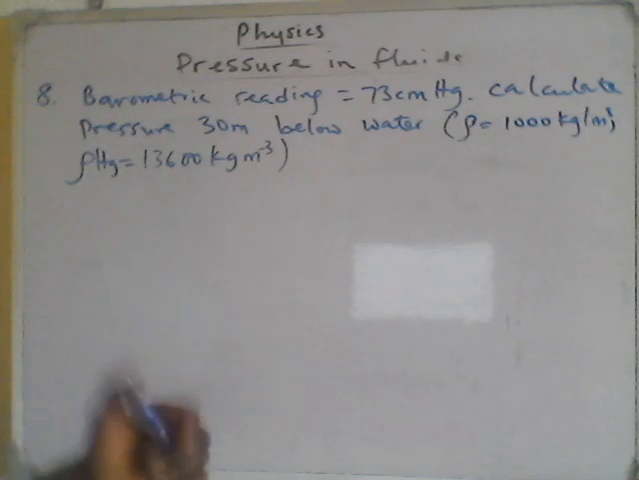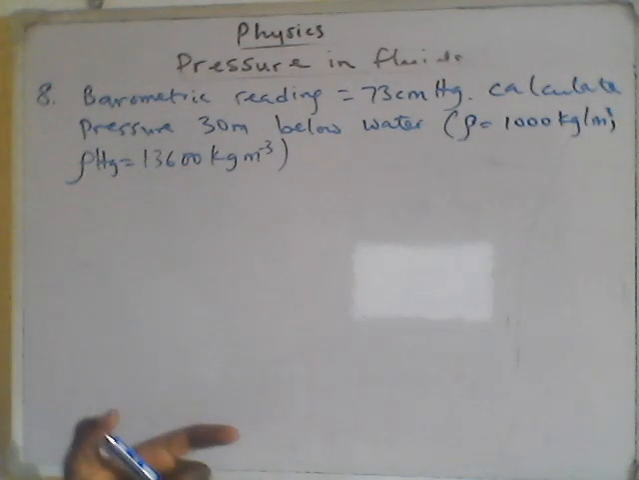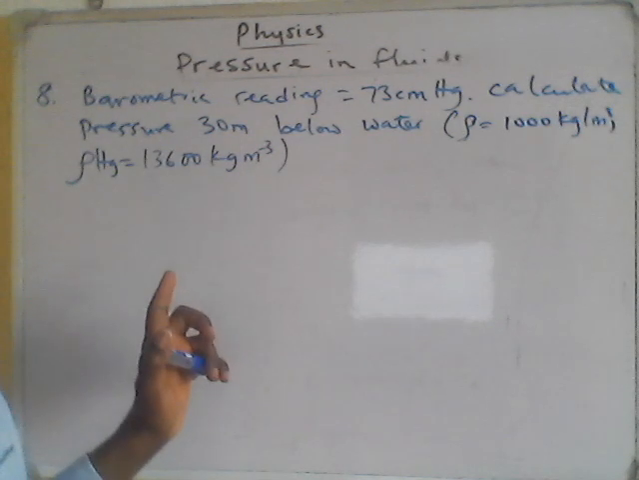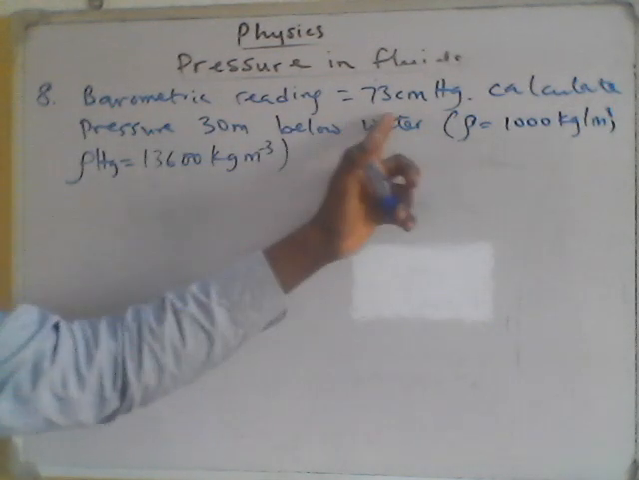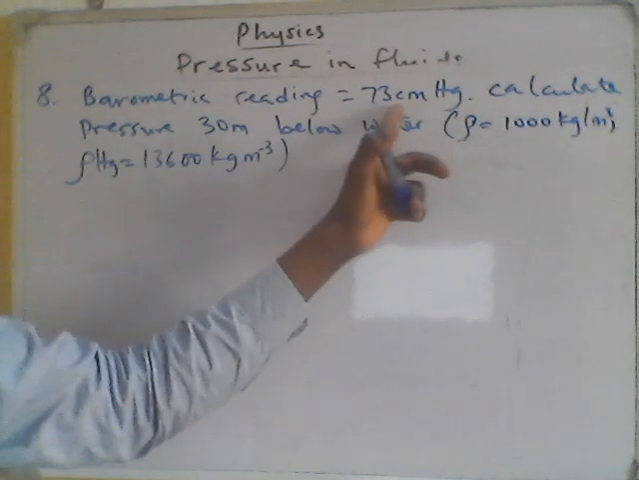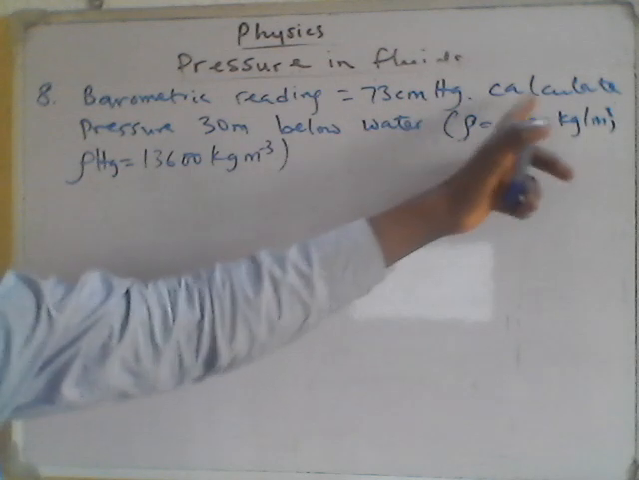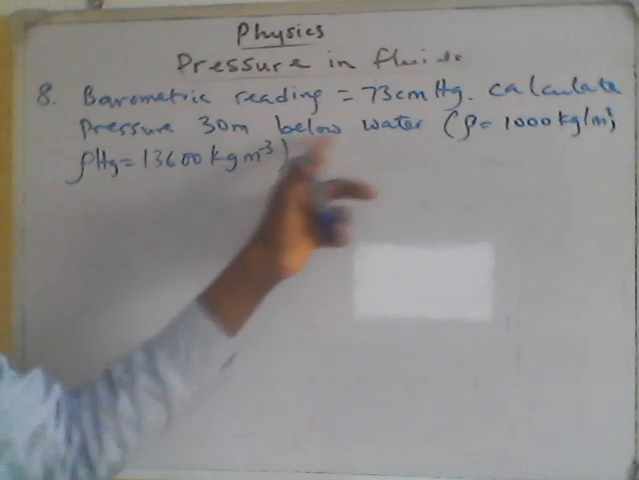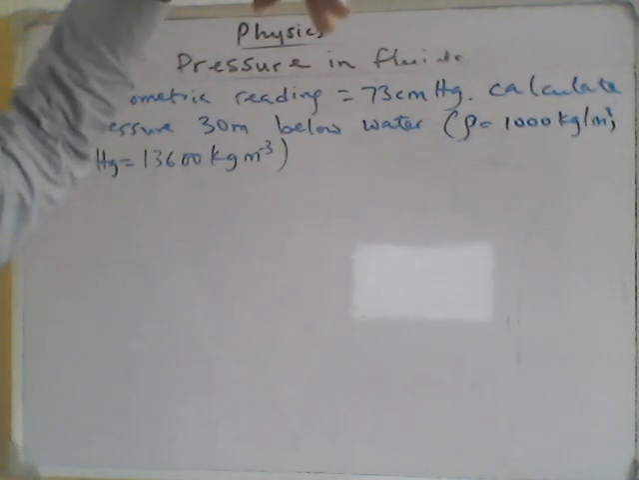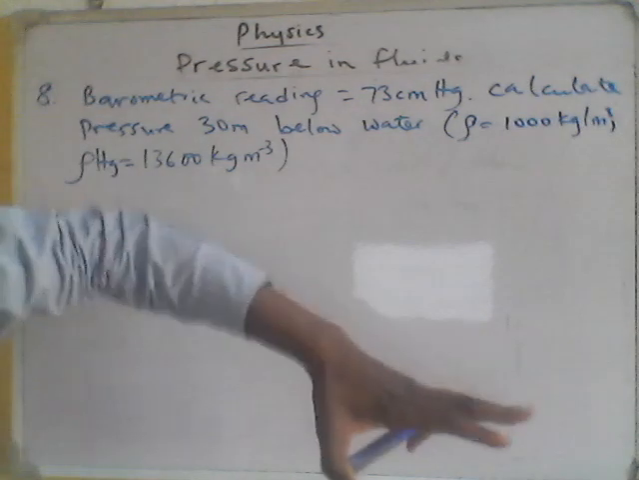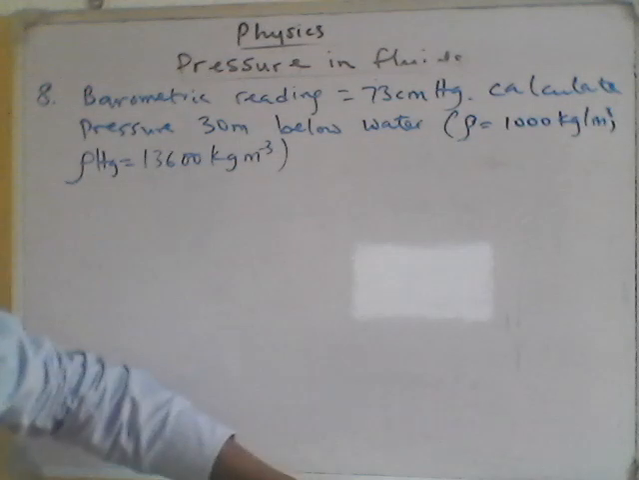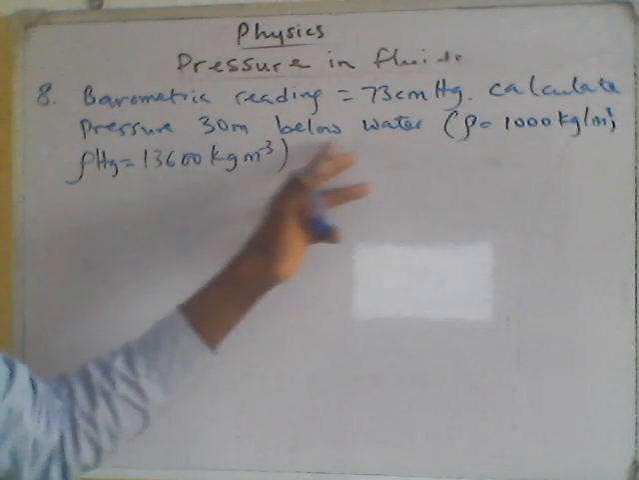Okay, so we have another question on the board. This is actually a WAEC 2015 question. I try to summarize the question. The barometric reading is 73 cm of mercury. Calculate the pressure 30 meters below water. So there's barometric pressure, the pressure of the atmosphere interfacing with the water, and the water also exerts another pressure at the bottom.